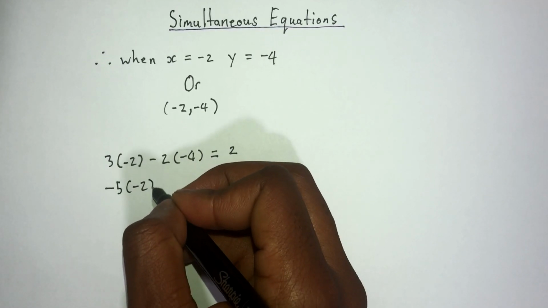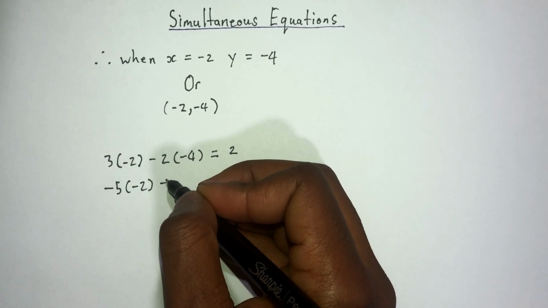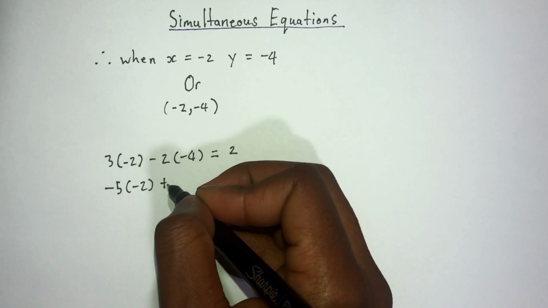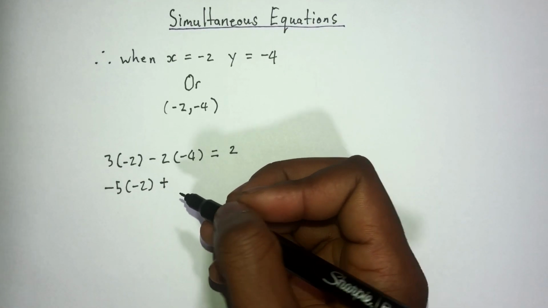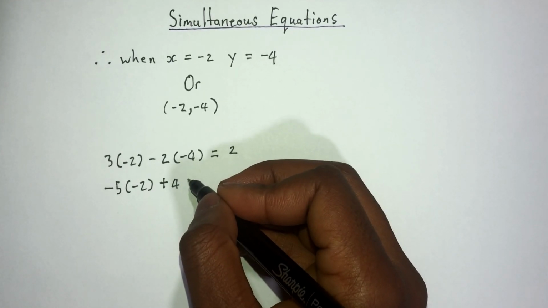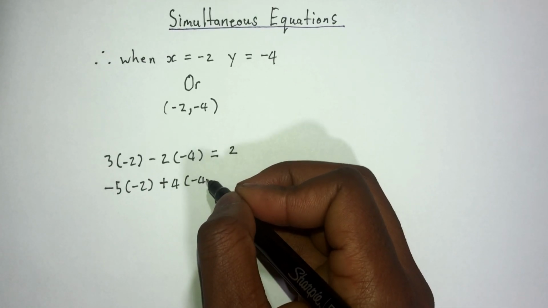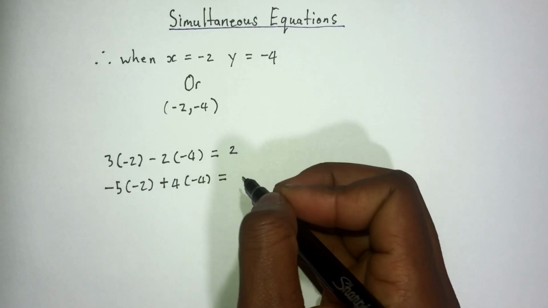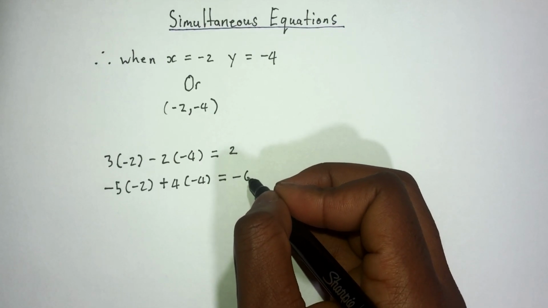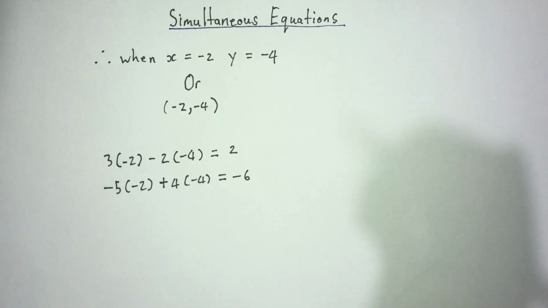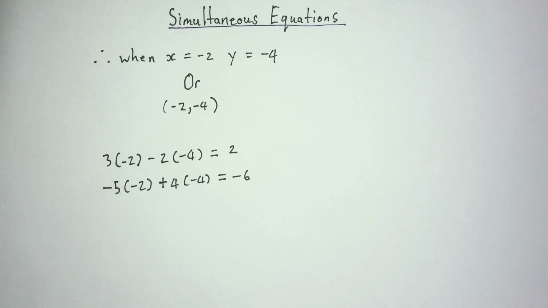Negative 5x, plus 4y equals negative 6. Go ahead, pause the video and check our answers.